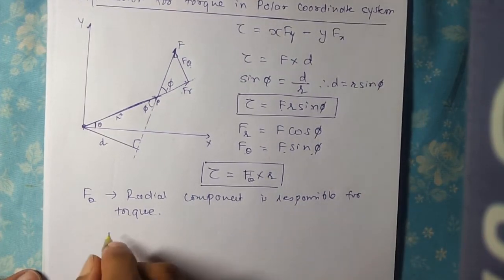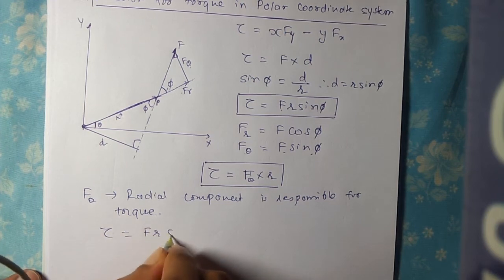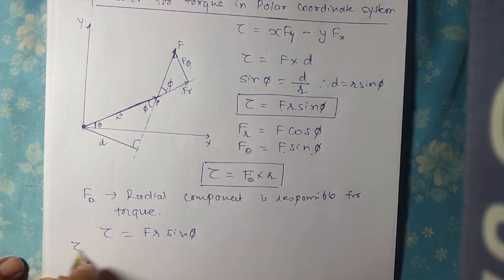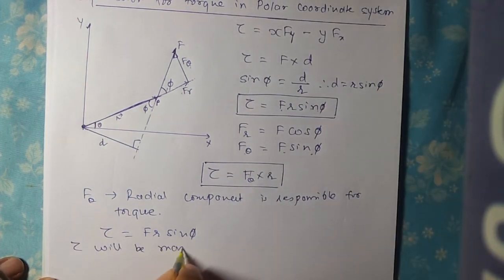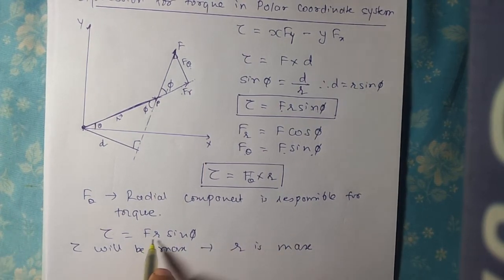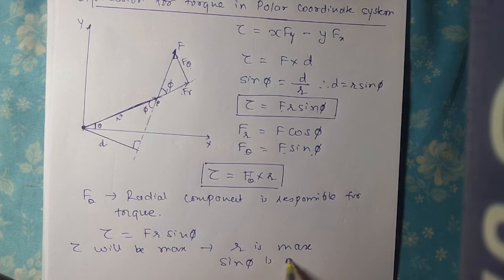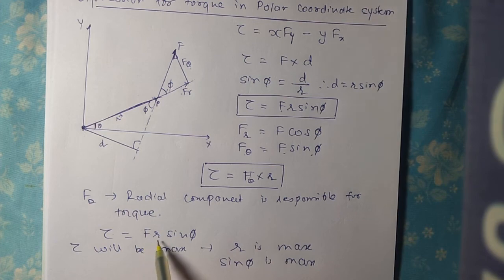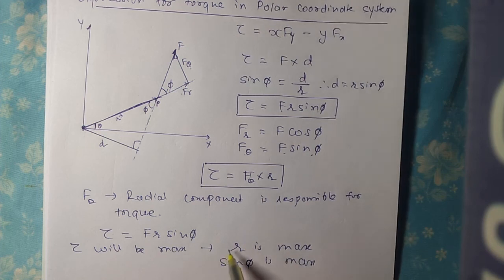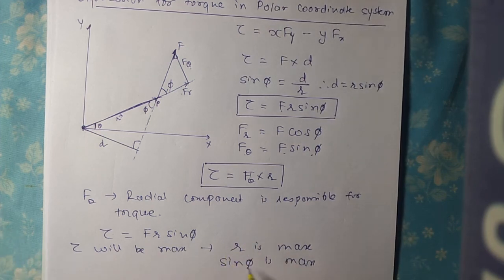And once again, going back to the equation of tau is equal to F r sin phi, right? Tau will be maximum when r is maximum, right? So the larger the value of r, we will get more torque, and when sine phi is maximum. So these are the two conditions under which torque can be maximum for a given value of force. The larger the value of r, the larger the torque, and the larger the value of sine phi, more torque. So it's directly proportional to this, and that means phi should be equal to 90 degrees for maximum torque.